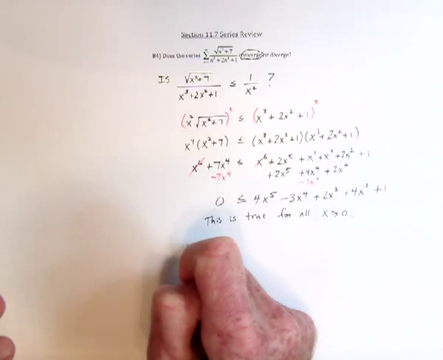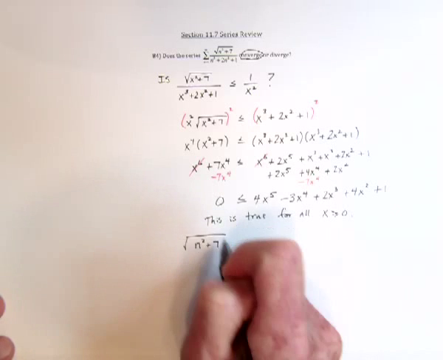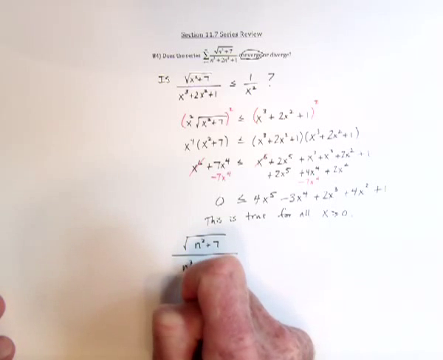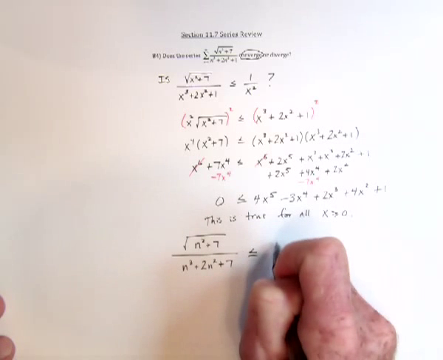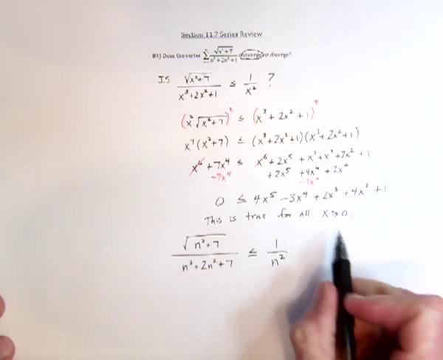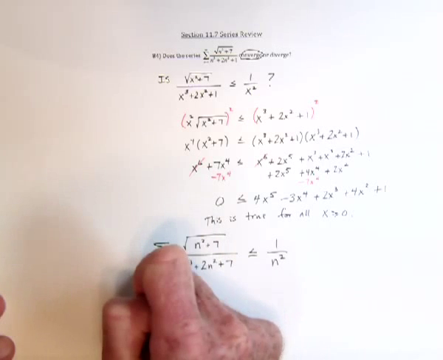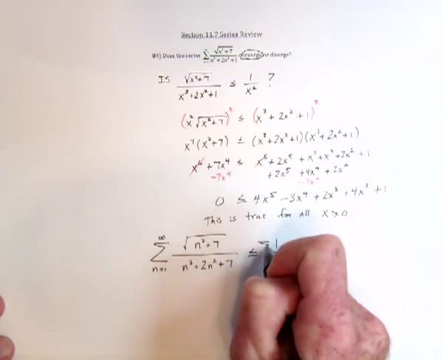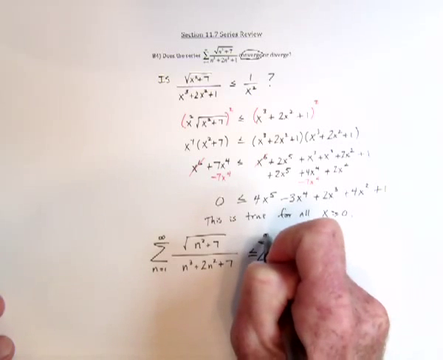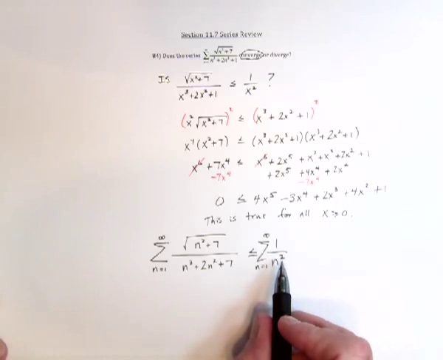So we have the square root of n squared plus 7 over n cubed plus 2n squared plus 1 is less than or equal to 1 over n squared. So that's for all n's bigger than or equal to 0. And that means that it's also true for the sum, as it goes from n equals 1 to infinity. And then this one is a convergent p-series, the p being the exponent. Since the exponent is bigger than 1, it converges.